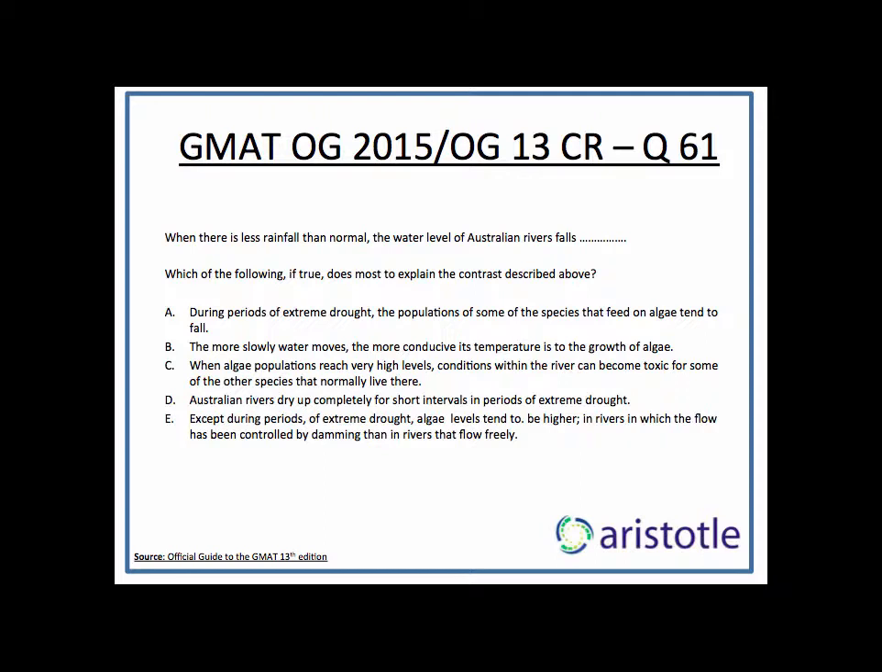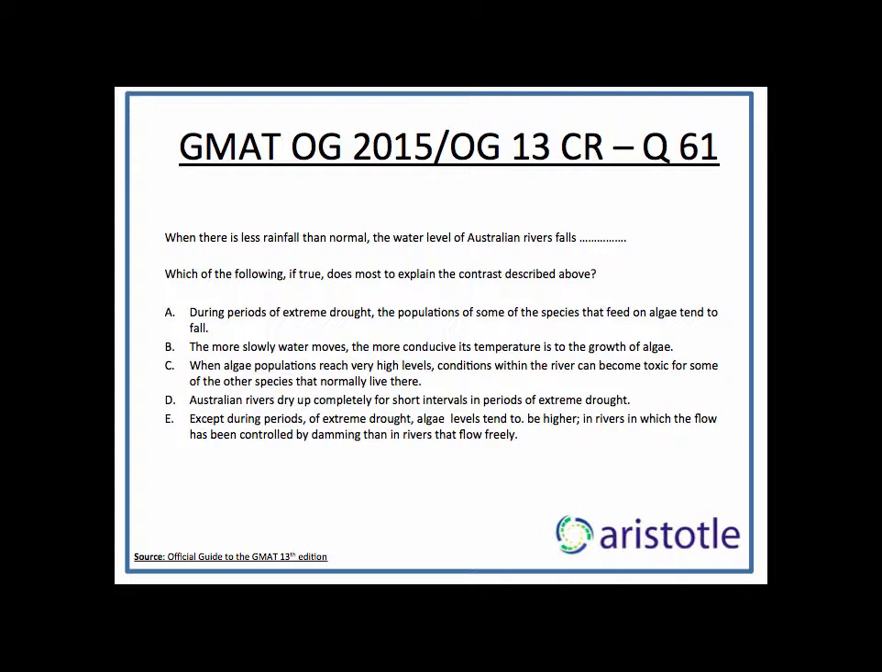C says, when algae populations reach very high levels, conditions within the river can become toxic. That is of absolutely no use to us. The condition of the river, how does it make any difference? So I'm not even reading beyond that. D says, Australian rivers dry up completely for short intervals in periods of extreme drought. That looks like a good answer.